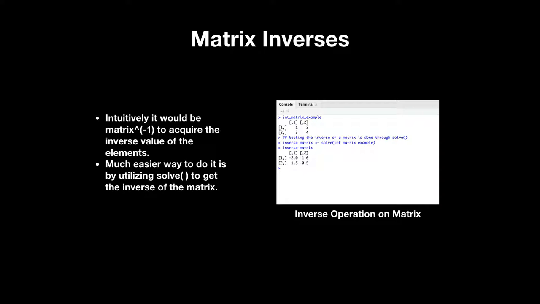So here we see the very first matrix that we've been seeing all chapter long, where we can get the inverse by using solve on an int matrix example. Here we see the values of -2, 1, 1.5, and -0.5. So this successfully did create the inverse of it, but we didn't have to go ahead and use the notation that we've probably done in previous math classes.